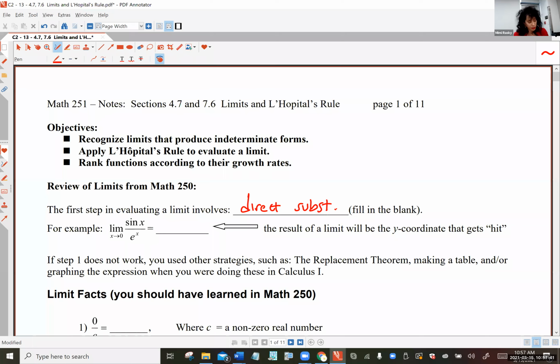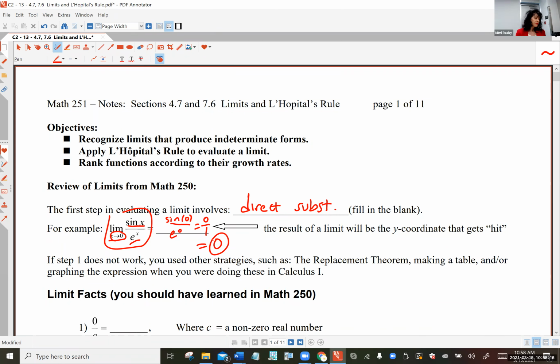Here's an example, people. We're going to take the limit as x approaches 0 of sine x divided by e to the x. Well, you're just going to use direct sub. You're going to substitute 0 for x. So what's sine of 0 divided by e to the 0? Well, sine of 0 is 0 and e to the 0 is 1. What does 0 divided by 1 equal? Does it equal anything? 0. It's 0. So the final answer is the limit exists, and the answer is 0 for this problem.